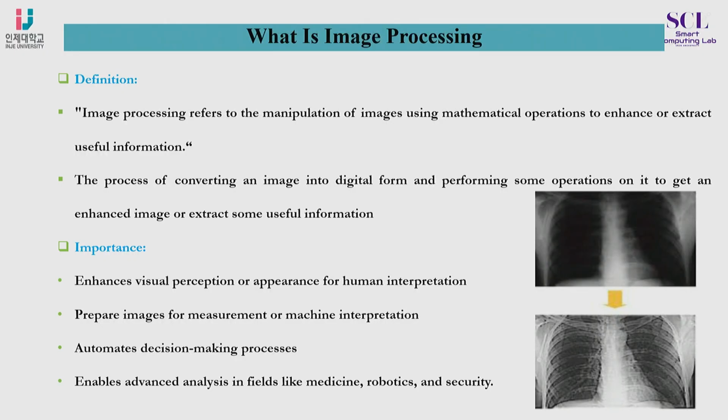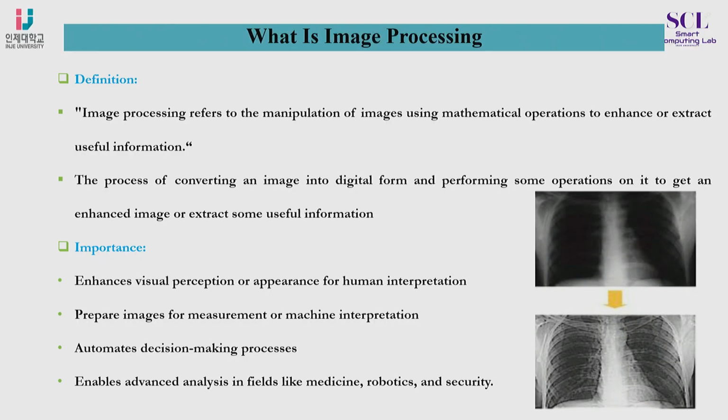For this, first of all, we convert the image into digital form, and after converting it, we apply mathematical operations. There are different kinds of mathematical operations to enhance the quality of an image. We will discuss them in later slides, and in that way we use them for further processing. So why is it important? To enhance visual perception or appearance for human interpretation.